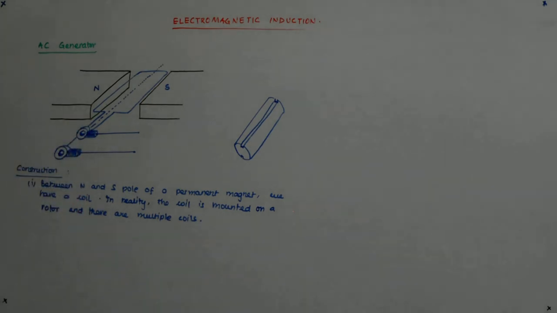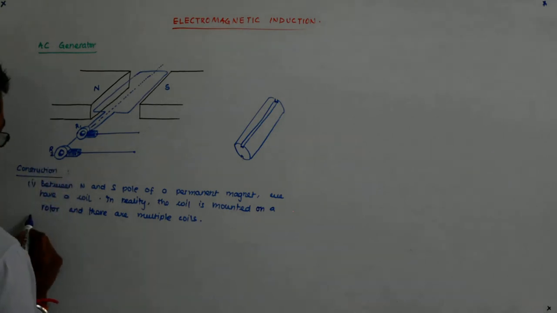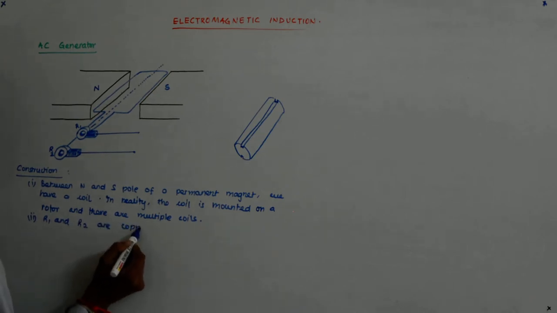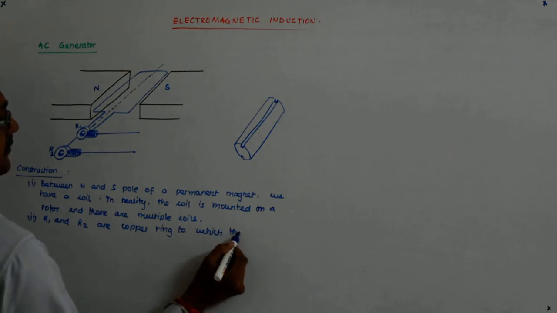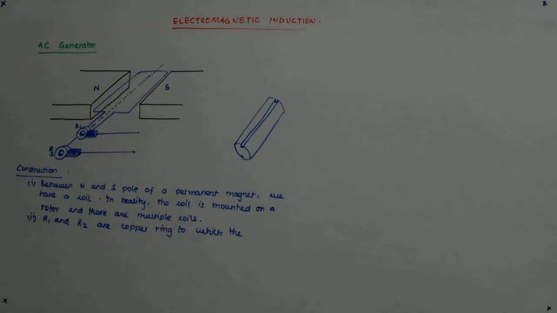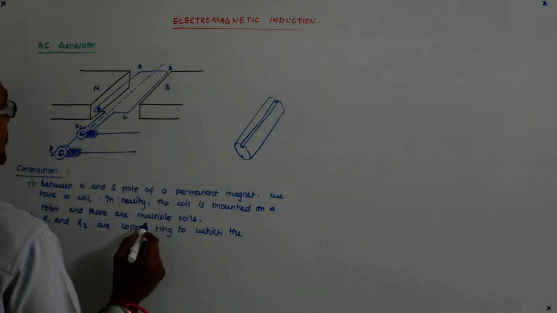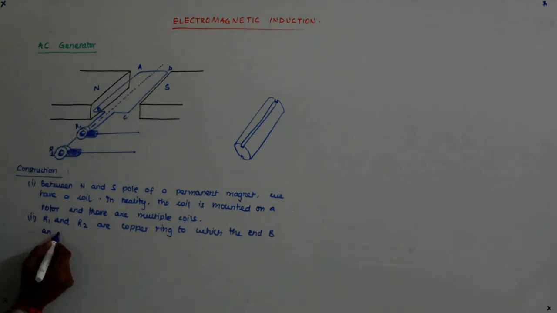Now what? These are two rings, right? This is and this. They are two rings. I'll name them R1 and R2. So this is R1 and R2. R1 and R2 are copper rings to which the ends of the wire are connected. So let us say this is A, B, C and D, to which the end B and the end C are connected.